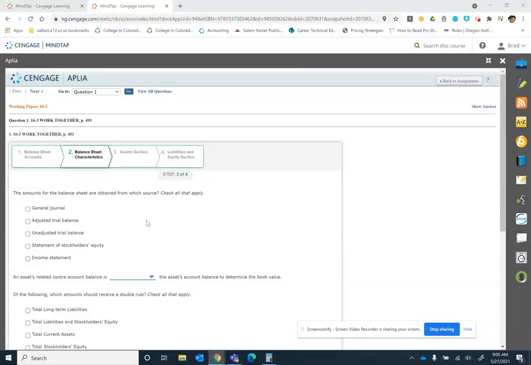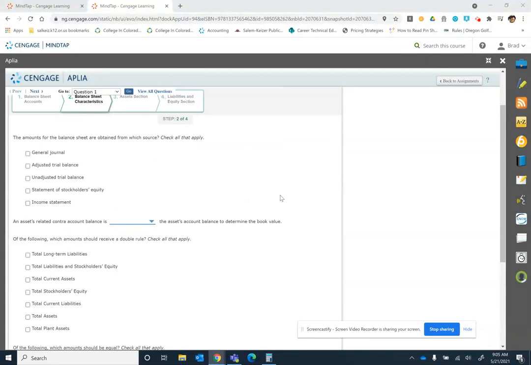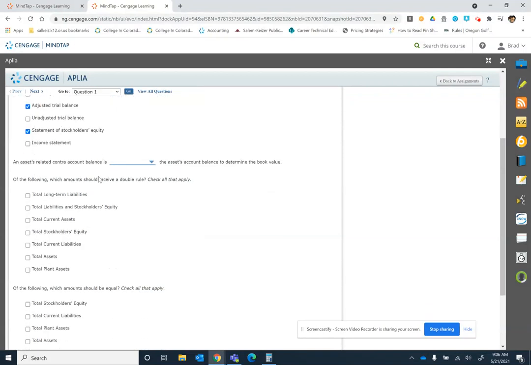On step number 2, we're looking at the balance sheet characteristics. So we've got a few questions to talk about, again, those characteristics, those defining factors of a balance sheet. The first thing we've got is, the amounts for the balance sheet are obtained from which 2 sources? The 2 sources we're going to be pulling information from for our balance sheet are the adjusted trial balance and the document we just completed in 16.2, which is the statement of stockholders' equity.